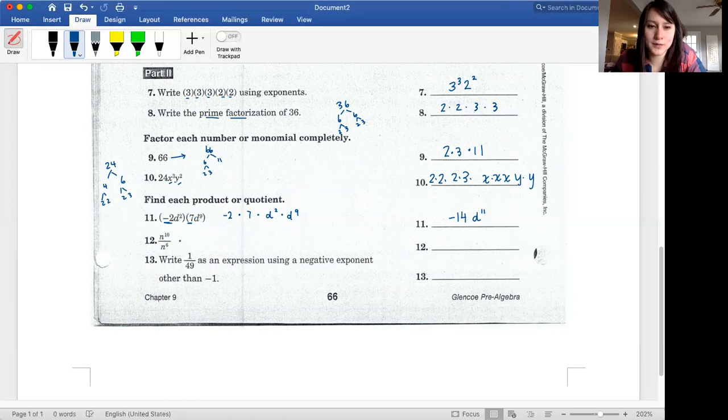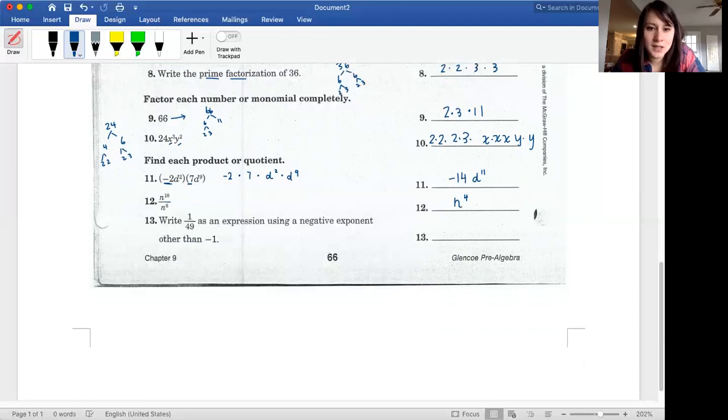Okay, when we're dividing, remember we can expand it all out. And then whatever is alike, top and bottom, we can cancel. So I'm not going to expand out n to the 10th power or n to the 6th power. That's a lot. But the rule here is really I can subtract them. And so 10 minus 6 is 4. So this would just be n to the 4th power.